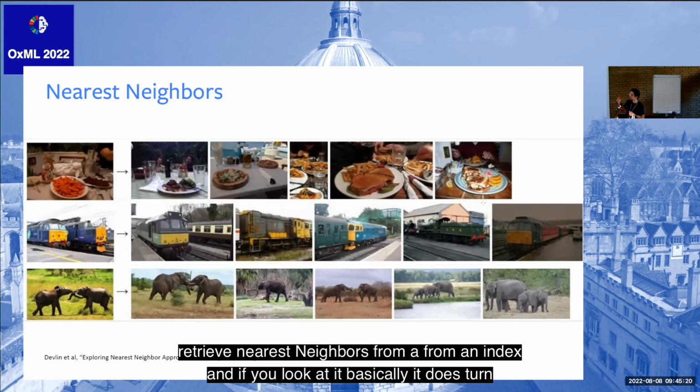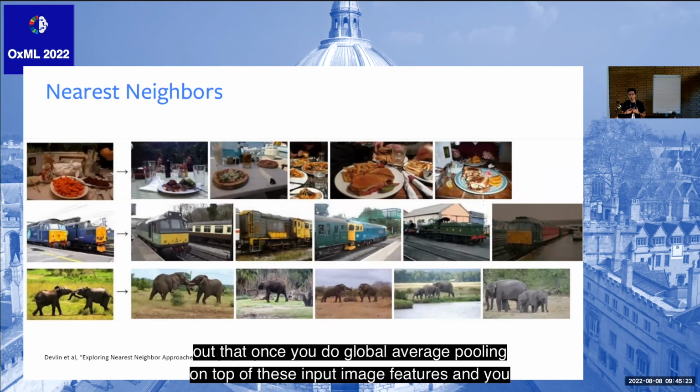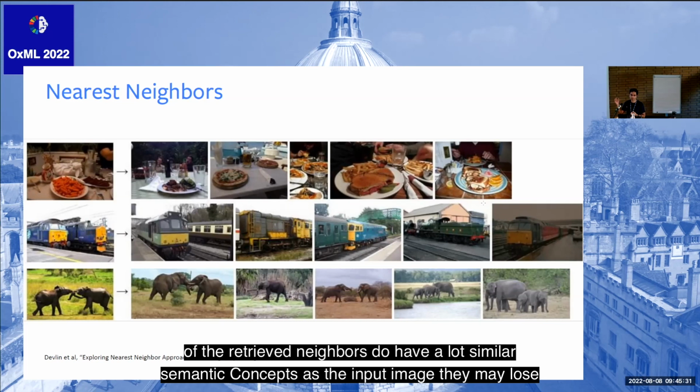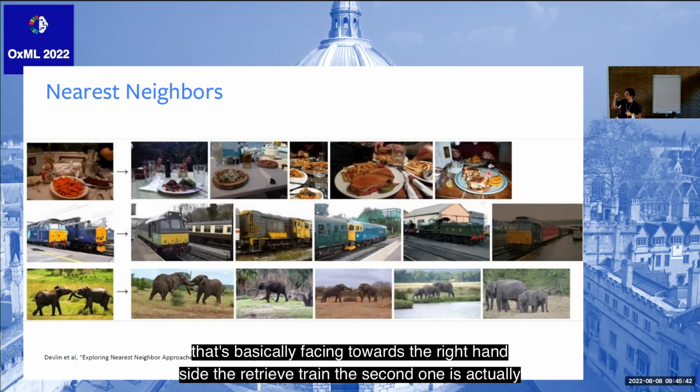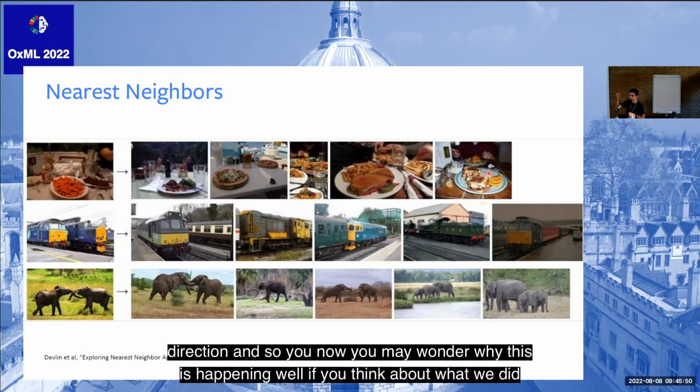And if you look at it, it does turn out that once you do global average pooling on top of these input image features and you do a nearest neighbor retrieval, it does capture some sort of global sense of the image. And a lot of the retrieved neighbors have similar semantic concepts as the input image. They may lose some kind of style information. So for example, if you look at the second row where you have a train that's facing towards the right-hand side, the retrieved train, the second one, is actually in the completely opposite direction, right? The third one is also in the completely opposite direction.